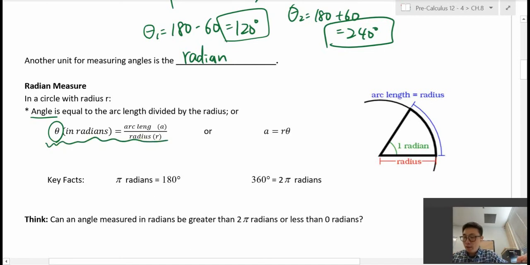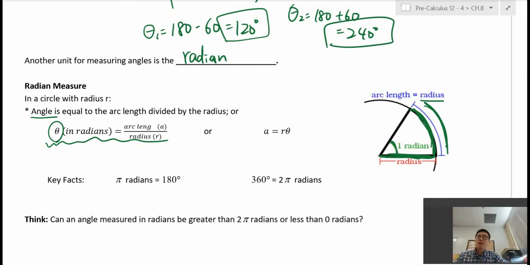So angle theta, instead of measuring degrees, is equal to the arc length, which is how long the length is for part of your circle, divided by the radius. That will give you the angle in radians. On this diagram, if the arc length is equal to the radius, then this angle is defined to be 1 radian, because arc length divided by radius is radius over radius, which is simply 1. So in that case, the angle would be 1 radian.